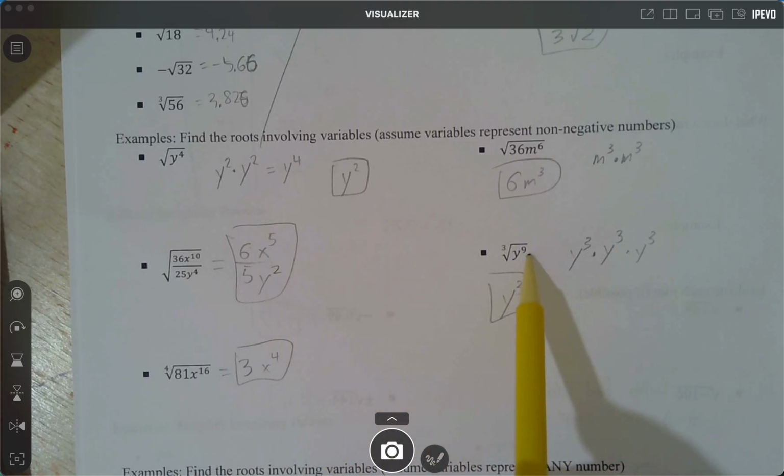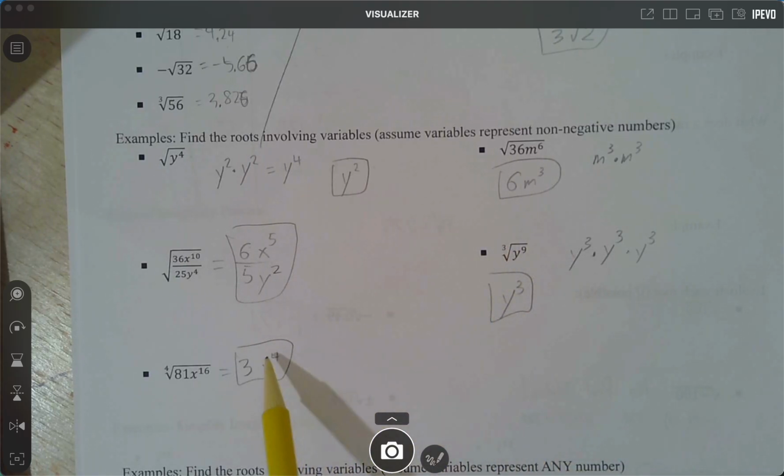And then look at this. 9 divided by 3 is 3. 16 divided by 4 is 4. You are doing division to figure this out, and that will go even deeper in 8.3.